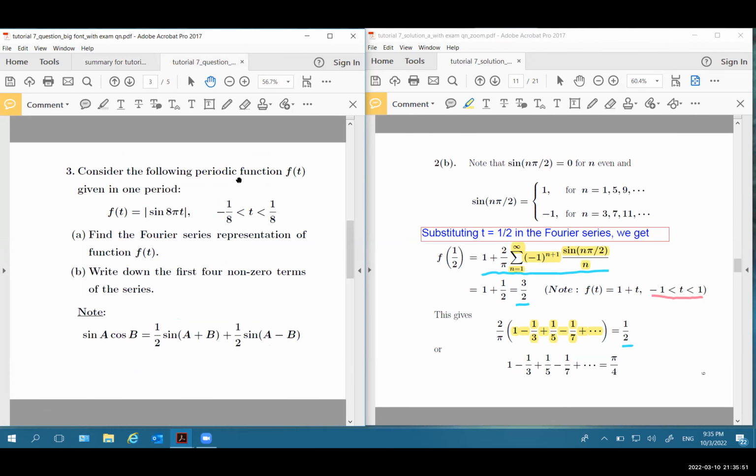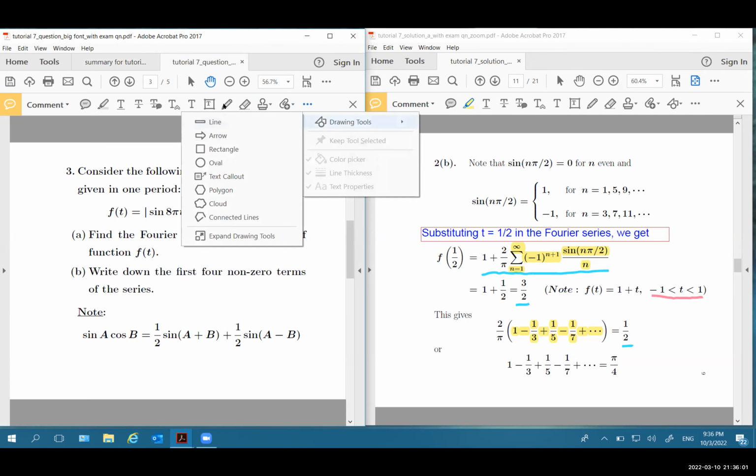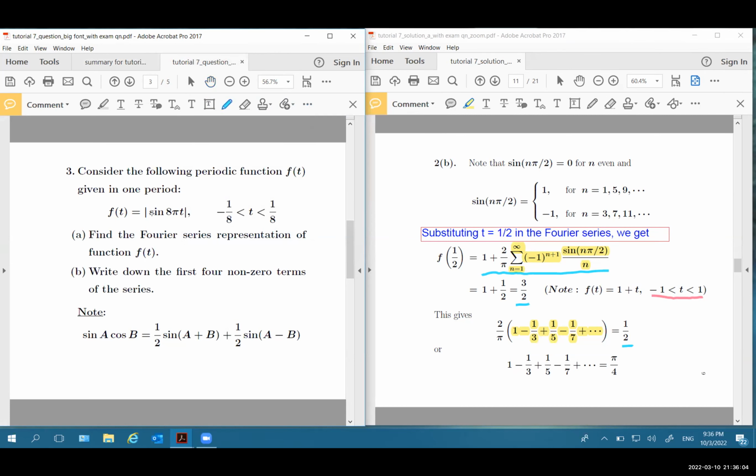Okay, let's look at this problem. Consider this periodic function given in one period. This is one period. The moment you see minus something to something, it's like minus p to p, so our p here is 1/8.